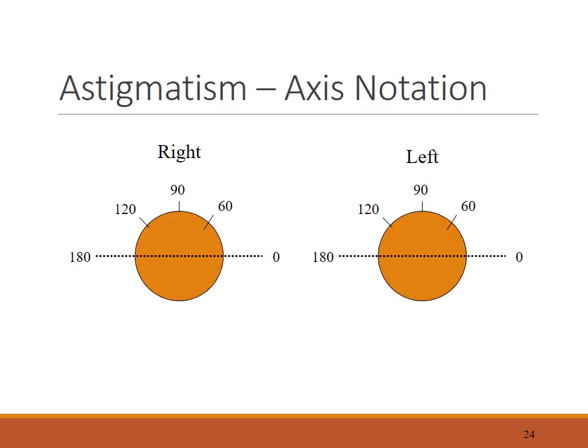This is the axis notation for astigmatism for the right and also for the left eye. This is very important in prescribing for your patient, to know where the axis of the astigmatism is.